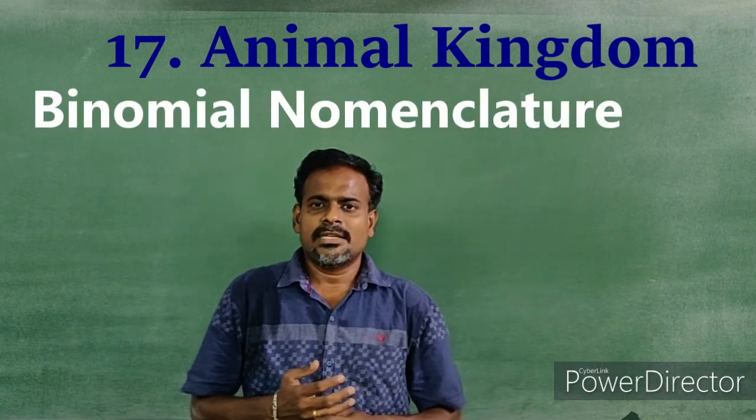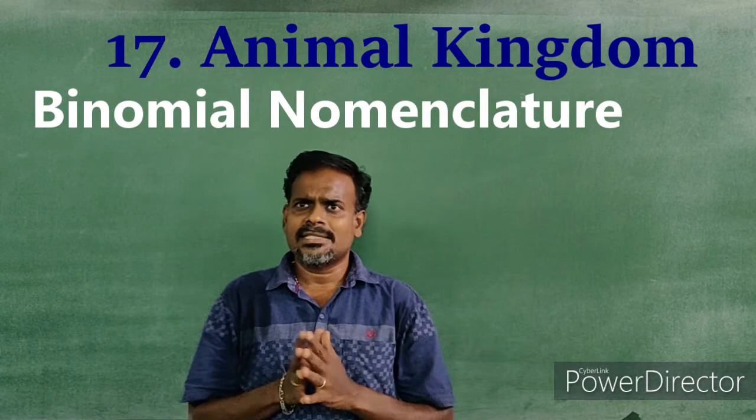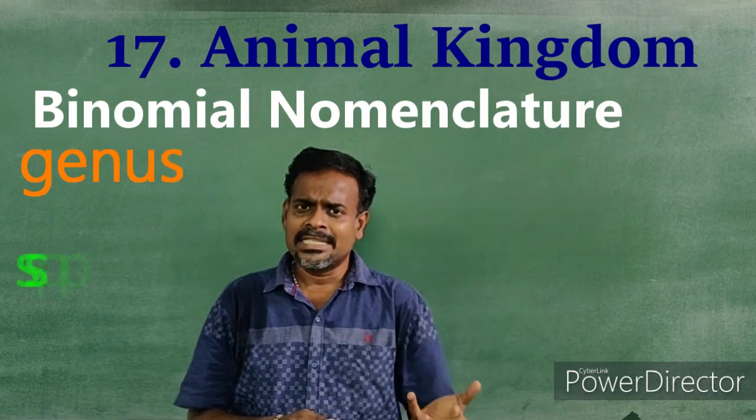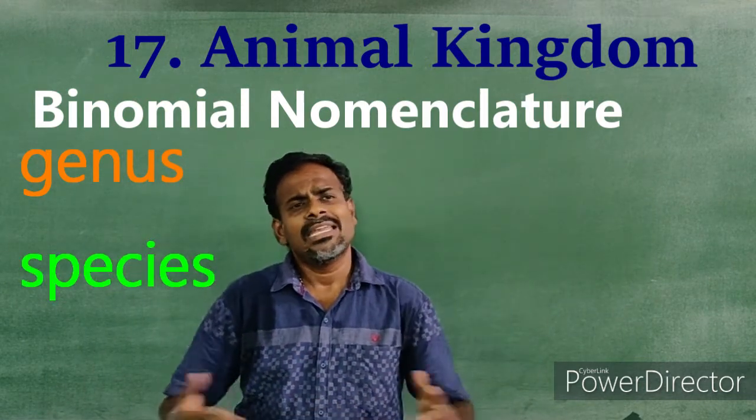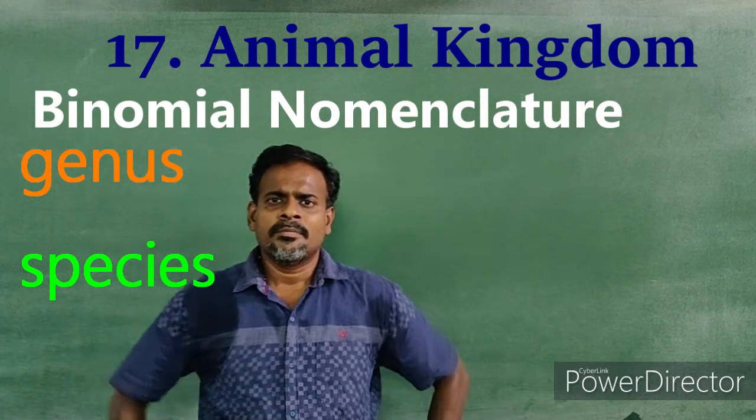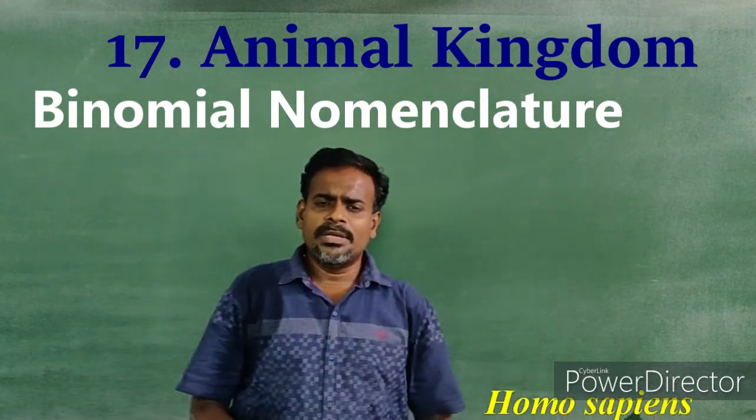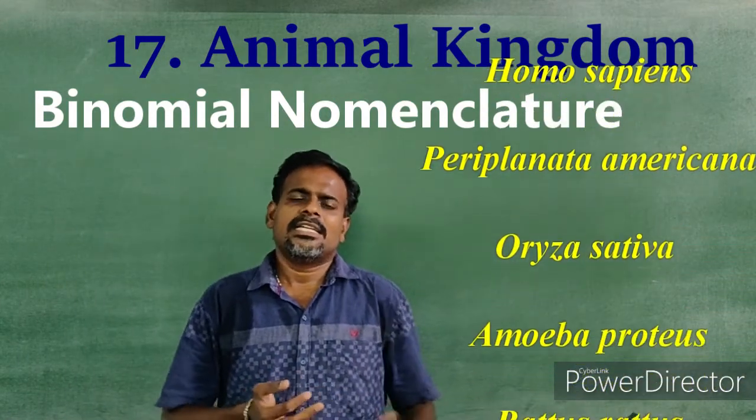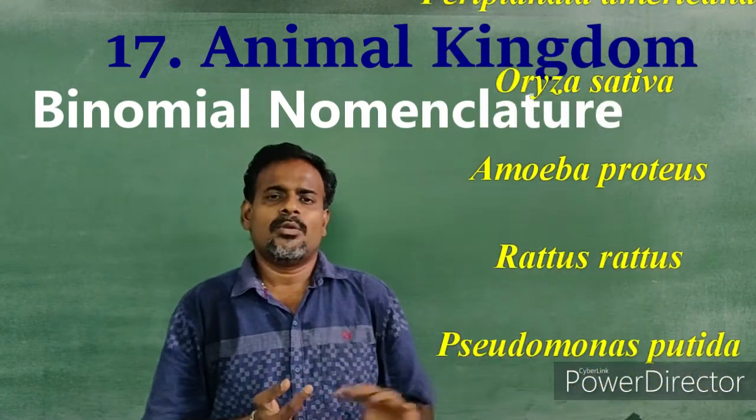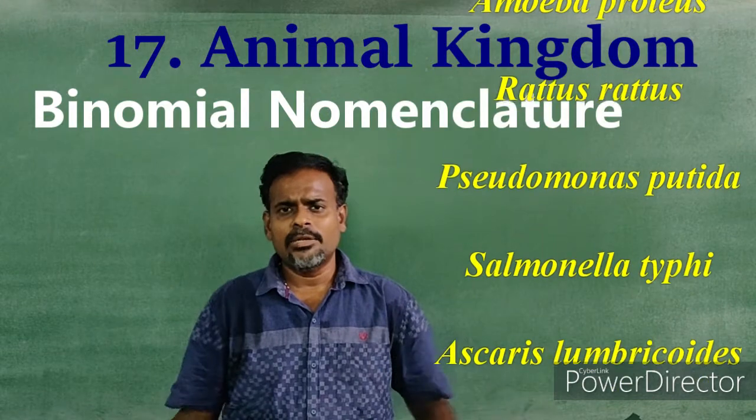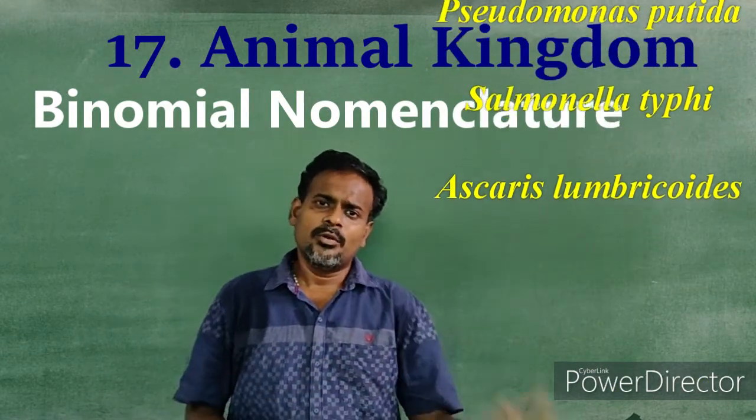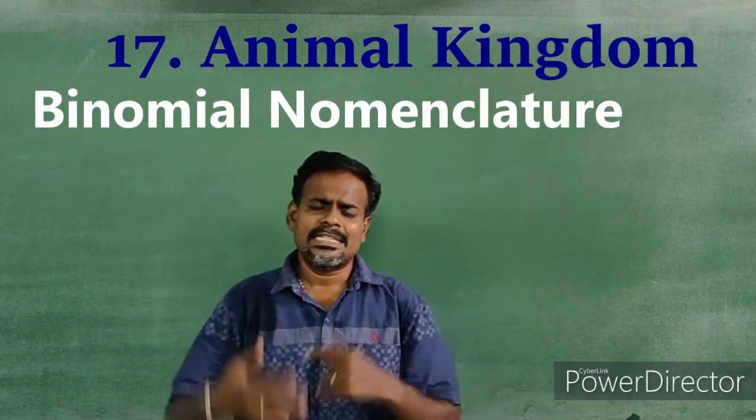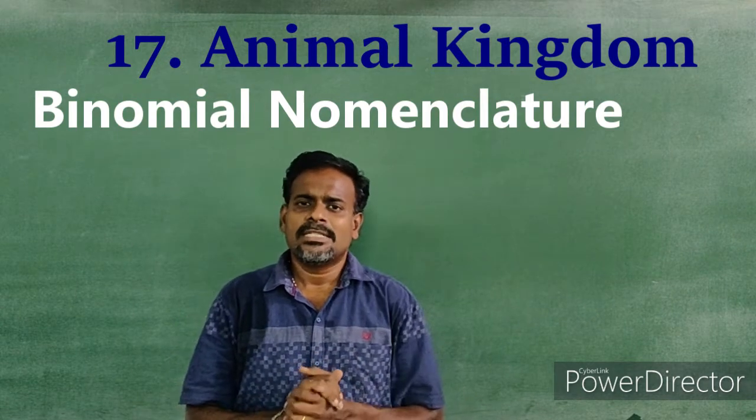The next concept is binomial nomenclature, that is naming each and every living organism with 2 names, one genus name and the other species name. So many examples are there under binomial nomenclature. For example, the scientific name of human beings is Homo sapiens. Scientific name of cockroach, Periplaneta americana. Scientific name of rice is Oryza sativa. Like that, we have plenty of names for different living organisms, both plants and animals. Naming each and every organism in 2 words, one genus name and the other species name, is known as binomial nomenclature.